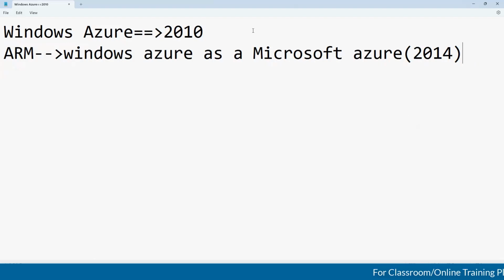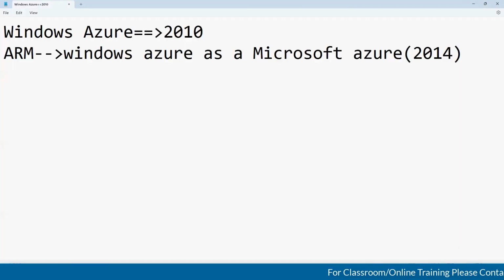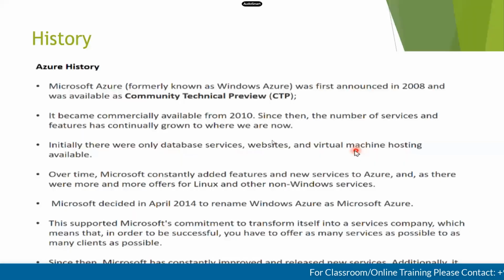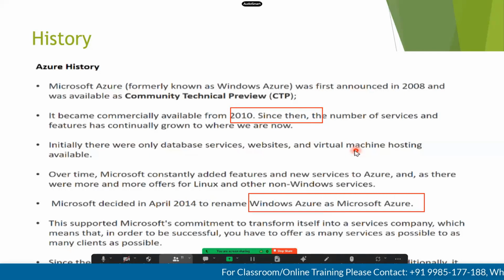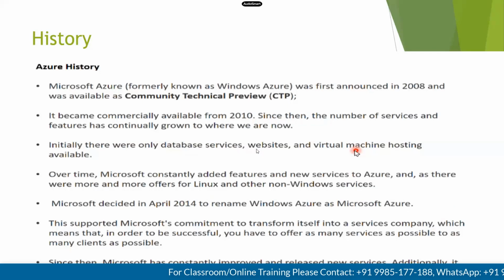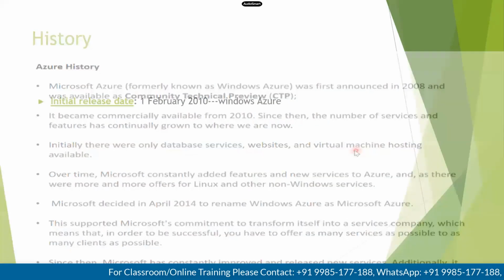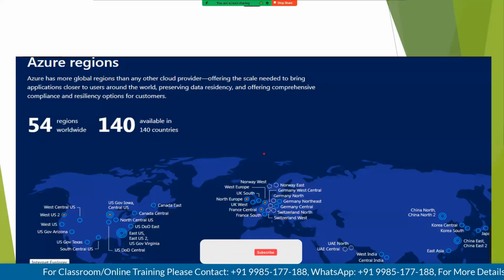Now, have a look at this slide. As I said, it was formerly called Windows Azure. Later, in 2014, they renamed Windows Azure as Microsoft Azure. Clear? So, why Microsoft Azure?